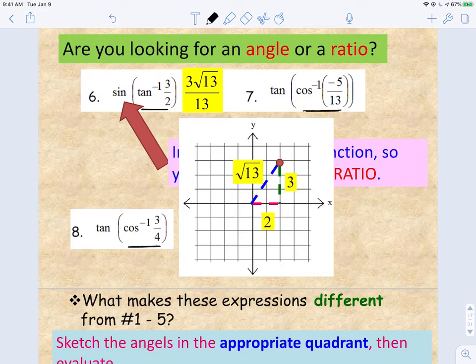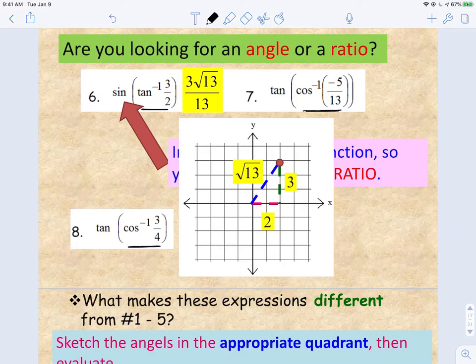So basically in the parentheses of problem number 6, they're wanting to know what angle measure has a tan of 3/2. Well, since 3/2 does not fall on the unit circle, we really have no idea what angle creates a tangent of 3/2. So what we're going to do is build a triangle the same way that we did when we learned Pythagorean identities in Unit 1.